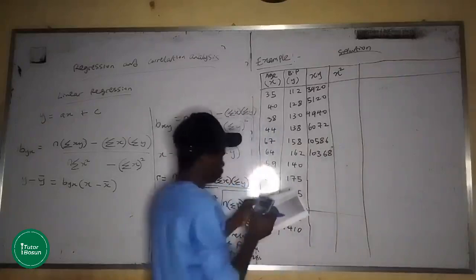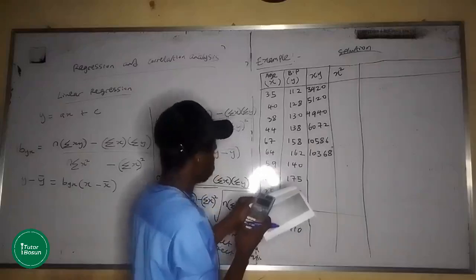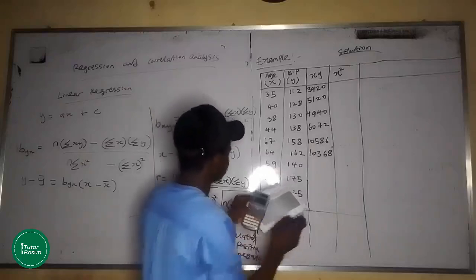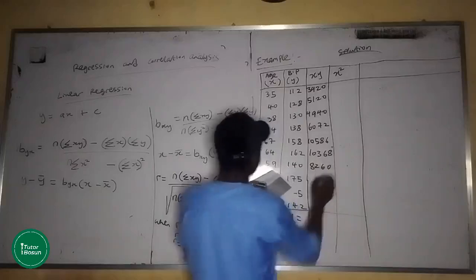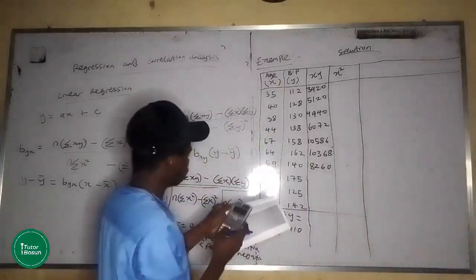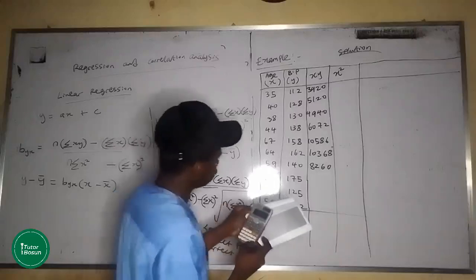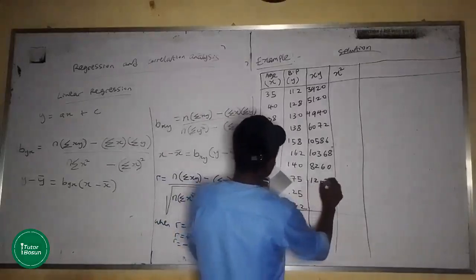We have 59 times 140. That's 8260. We have 69 times 175. That's 12075.